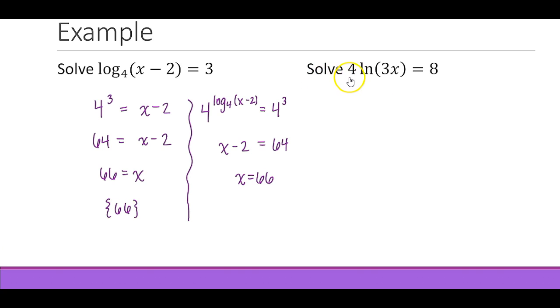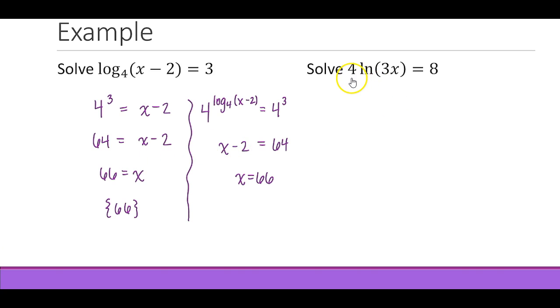Now let's go ahead and solve 4 times the natural log of 3x equals 8. So here, the first thing we want to do is get rid of this 4 that's in the front of the natural log, because I do want the log by itself in order to use either of the strategies that I used in the previous example.